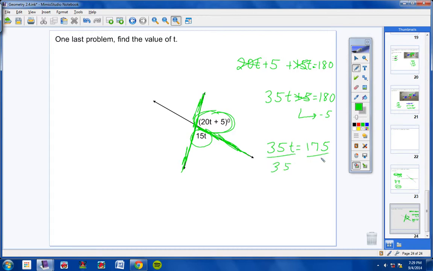And I think 35 goes into 175 5 times, I believe. Let me see if that's right real quick. 35 times 5, 175. Yes. So divide both sides by 35. These cancel out and t equals 5. Okay? And students, that's it.